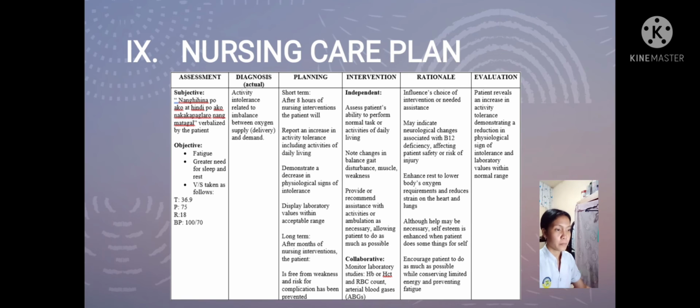Intervention, independent: assess patient's ability to perform normal tasks of activities of daily living. Note changes in balance, gait disturbance, and muscle weakness. Provide or recommend assistance with activities or ambulation as necessary, allowing the patient to do as much as possible. Collaborative: monitor laboratory studies, hemoglobin or hematocrit, RBC count, and arterial blood gases.